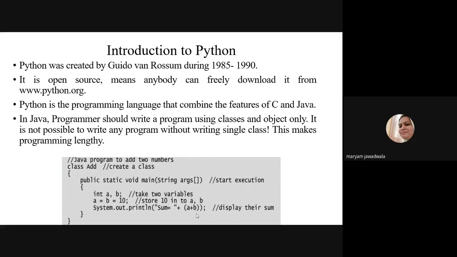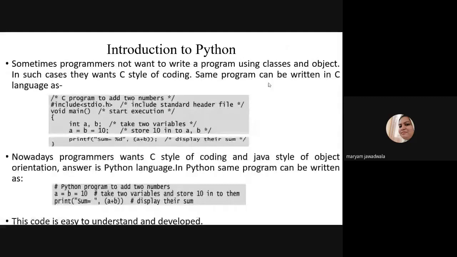So sometimes what happens, the programmer does not want to write a program using class and object. In such cases, we require C style of coding. Means if I want to write a program to add two numbers, then it's very easy to write a program in C instead of Java. How is it, right? We need to include the stdio.h header file over here. Then in the void main function, I declare two variables, and assign the values, and then I'm using the printf statement to display the elements. So for this case, writing a program in C is much easier than writing a program in Java.